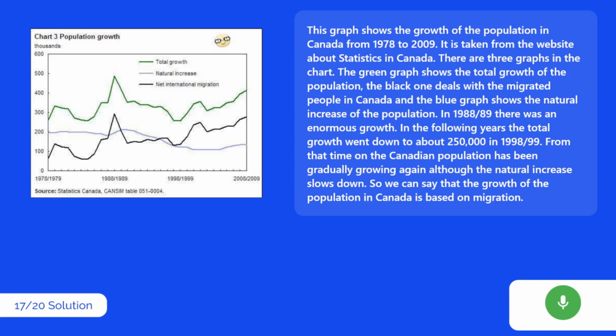In 1988-89 there was an enormous growth. In the following years the total growth went down to about 250,000 in 1998-99. From that time on the Canadian population has been gradually growing again, although the natural increase slows down. So we can say that the growth of the population in Canada is based on migration.